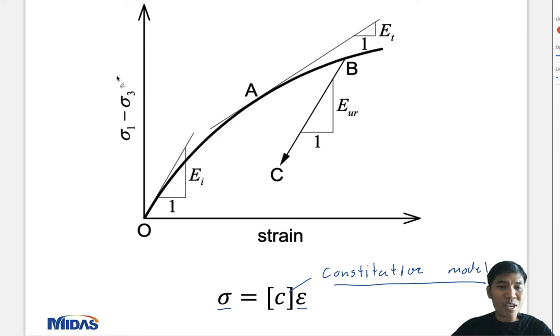For example, if the y-axis is the deviatoric stress, sigma 1 minus sigma 3, and the x-axis is the strain, we have to find a function that can fit this curve. If the constitutive model is good or suitable, it can fit this curve very well. The easy constitutive model that we engineers know about is the elastic model.